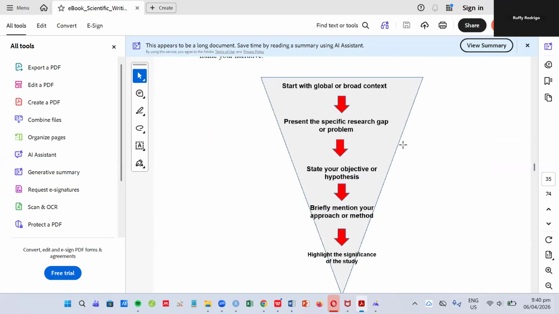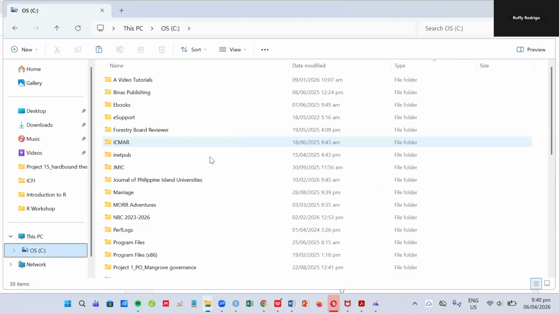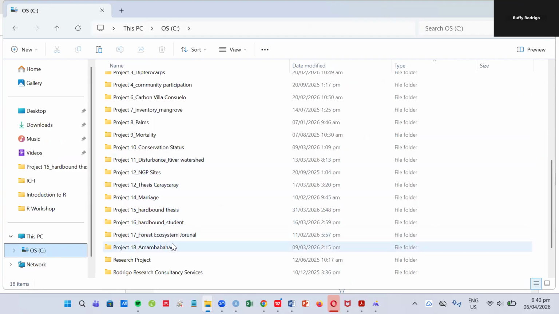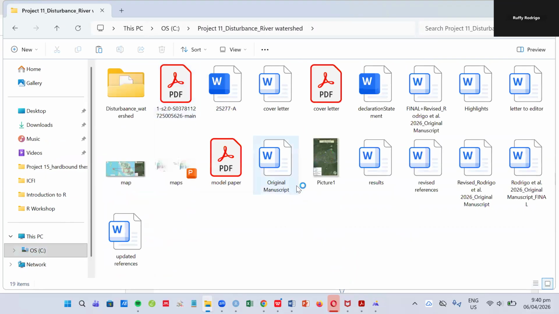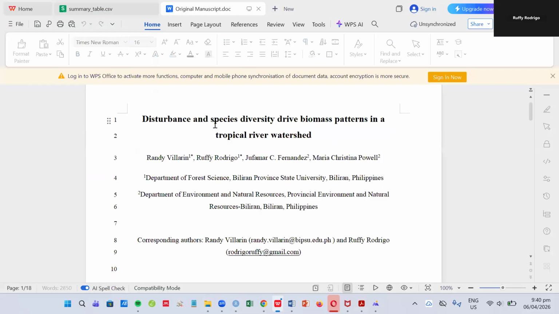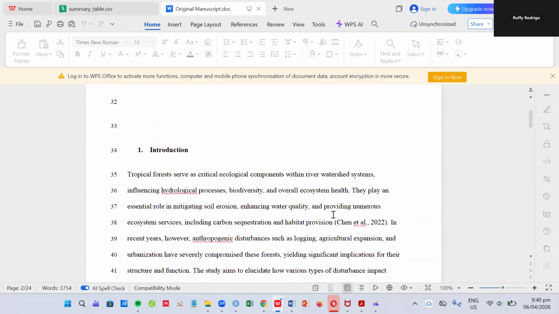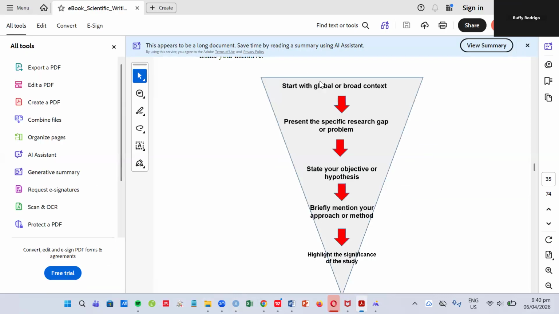So this is how I usually write the introduction. I start with the global or world context. Let me just find another paper so that it will be easy for us to write. Maybe this one, the original manuscript. So here, for example, disturbance and species diversity drive biomass patterns in a tropical river watershed. Basically, I just write the introduction, and in this case, I start with a global or broad context.